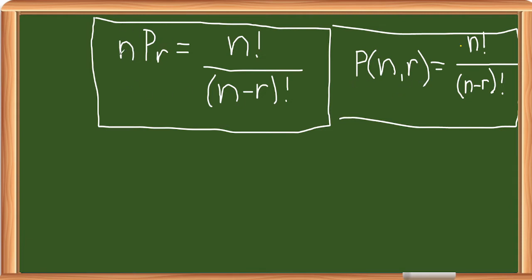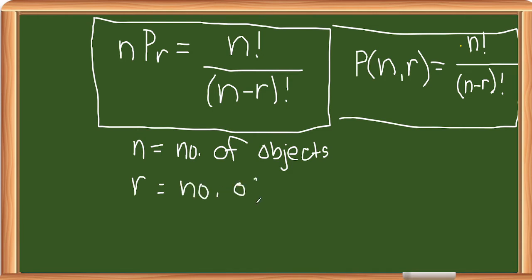Dalawang kinds. Pwedeng N times N, PR, and P, tapos in parentheses, we have N and R. Okay, where N is the number of objects. Ilang objects siya or things or numbers, whatever. Number of objects. Okay, and your R is the number of objects to be picked, the number of objects to choose. Yung pipiliin mong objects. Kung ilang objects ang pipiliin mo.